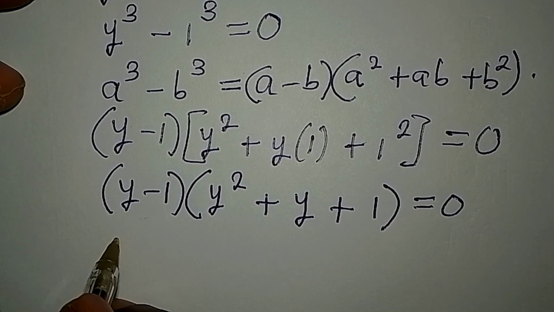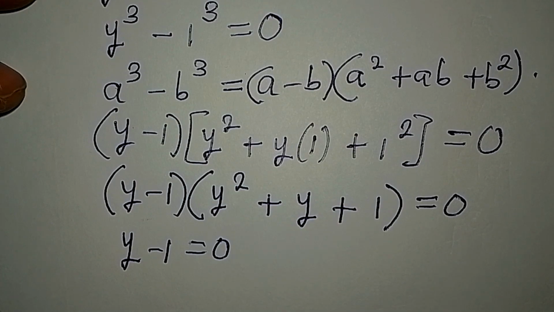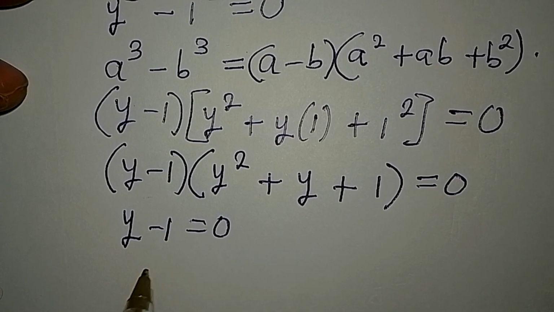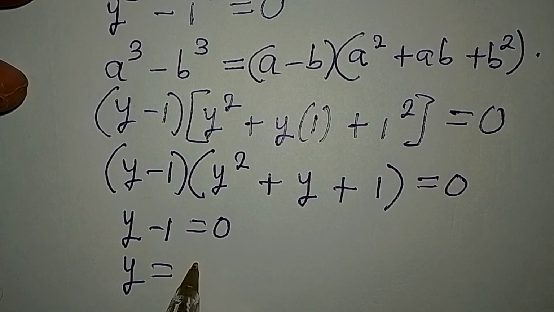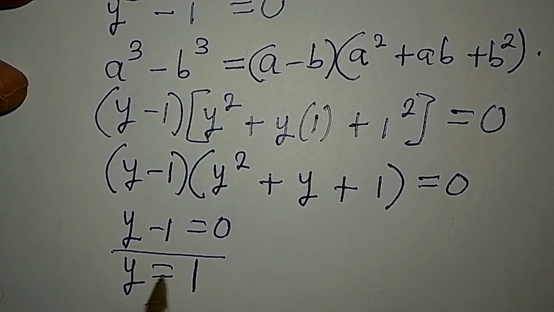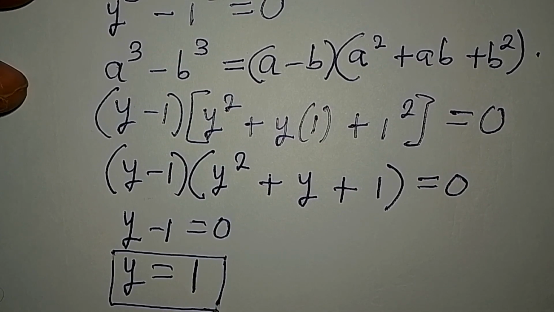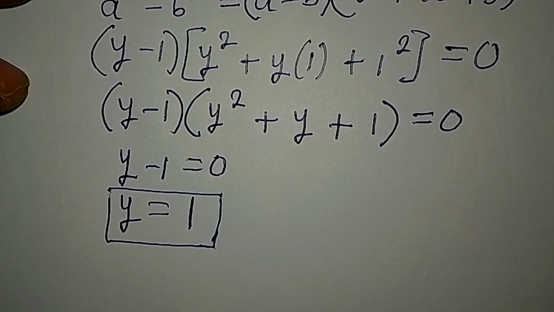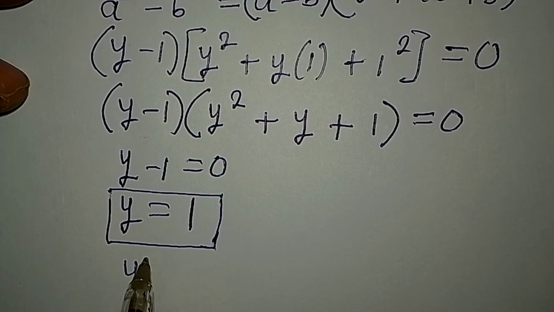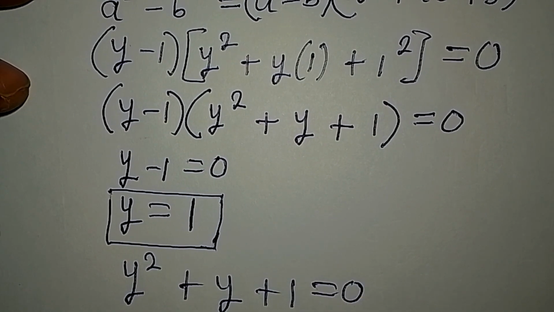Now let's pick this. Y minus 1 is equal to 0, or this is equal to 0. So I'm coming back to pick this quadratic expression. Now from here, y will be equal to 0 plus 1, and 0 plus 1 is 1. So from here we have one solution, and we are to look for as many as 3 solutions, right? Now let's go back to the quadratic expression there, where we have y squared plus y plus 1 equals 0.